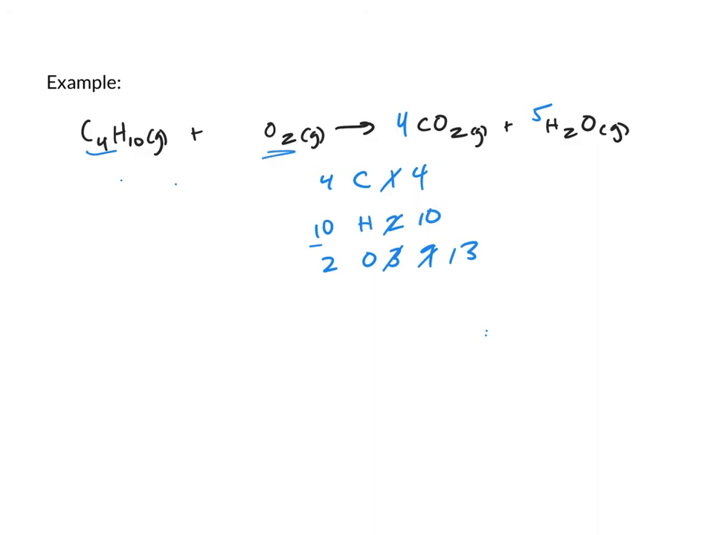And because this is O2, there is no way for me to get 13 oxygens on the reactant side. Remember, coefficients can't be fractions. They have to be whole numbers. So in order for me to balance this out, I need to take this odd number of oxygen that I have over here and turn it into an even number.